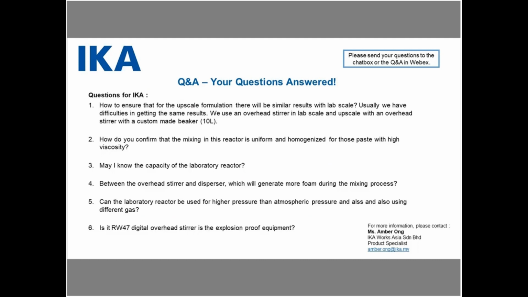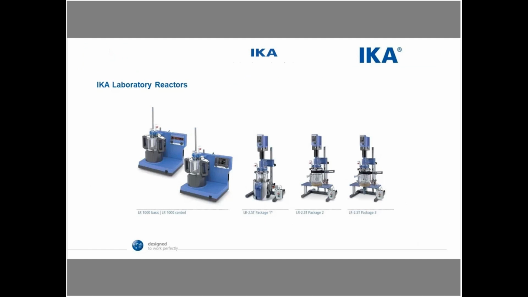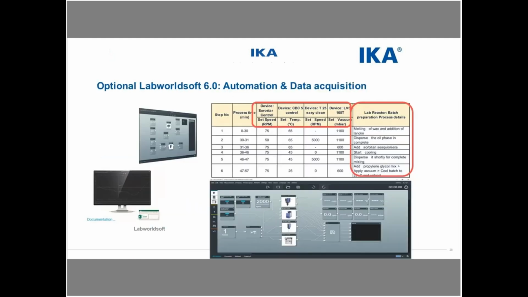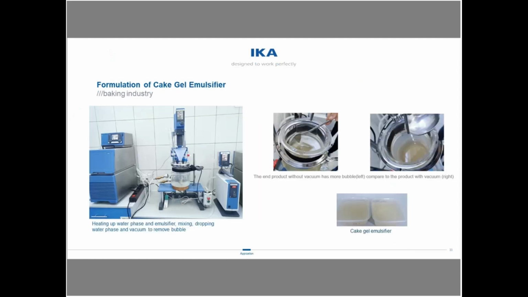Okay, let's continue with question number 4. Between the overhead sealer and disperser, which will generate more foam during the mixing process? Okay, for this, for sure it's disperser. Disperser will generate more foam during the mixing process. Okay, if let's say you want to reduce the foam problem, as I mentioned, you maybe can use the homogenizer with our lab reactor together with the vacuum pump. So it can solve your bubble problem like what our customer was facing previously.